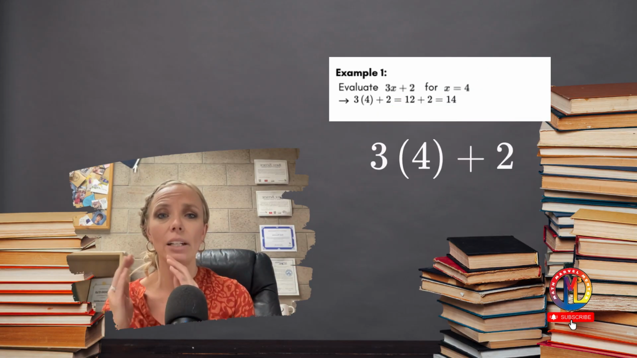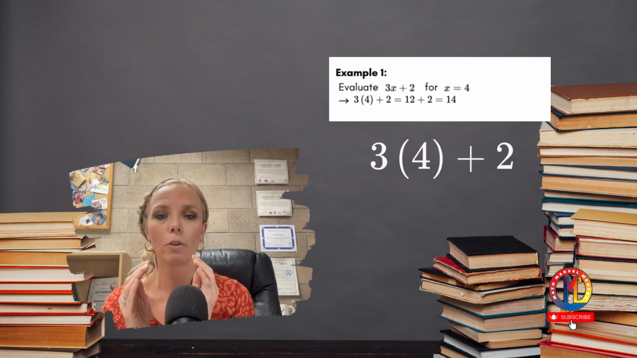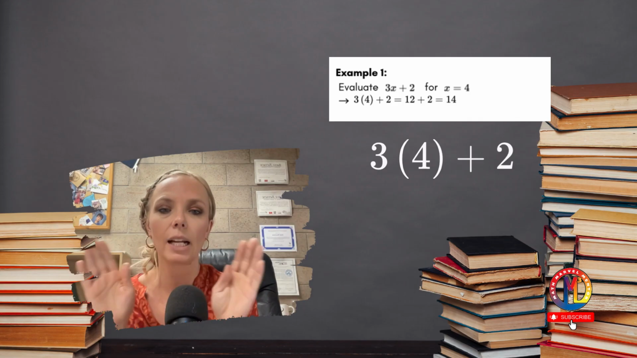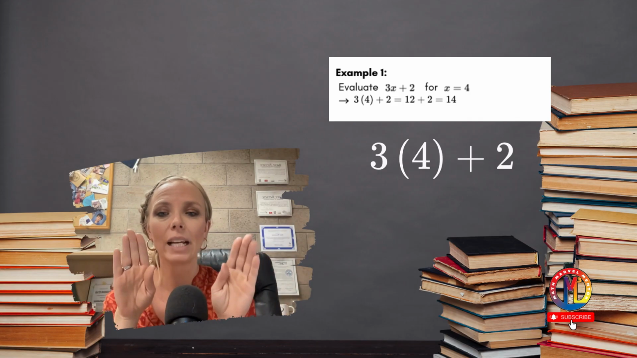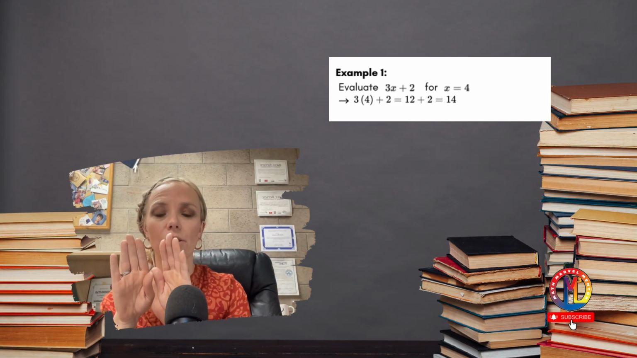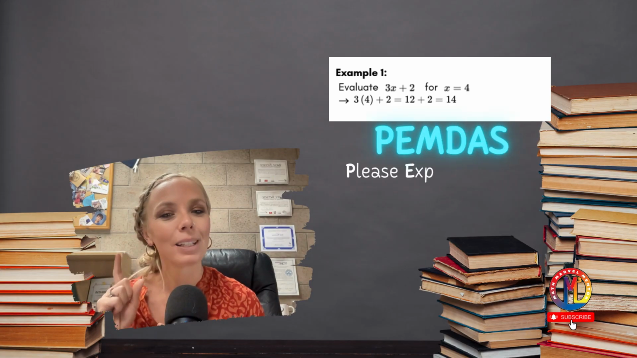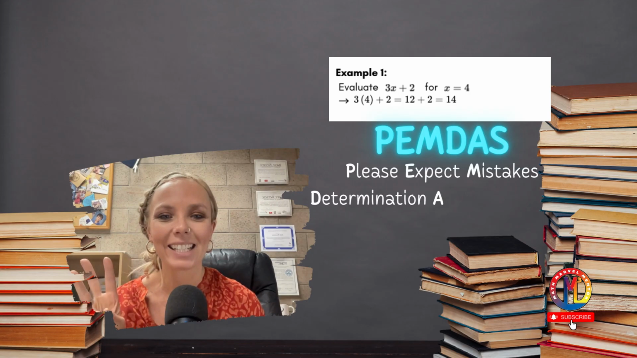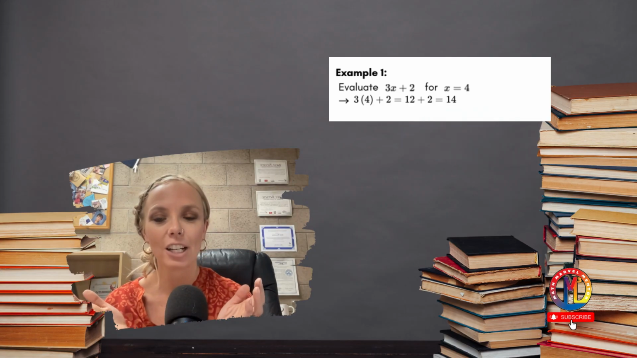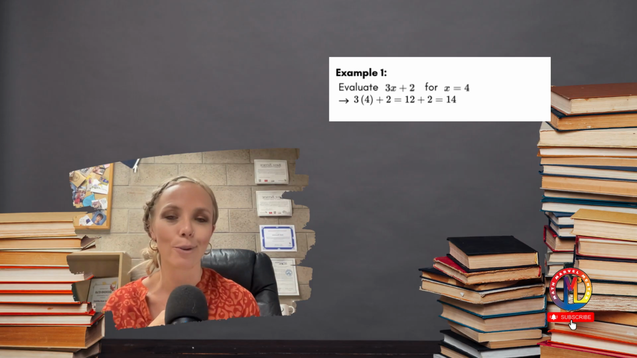So instead of writing 3x, we replace the x with 4, and we have 3 times 4. Remember, when there's a number and a variable right next to each other, we don't see the operation sign, but it means to multiply. So 3x means 3 times x, and then x is 4. So 3 times 4 plus 2. And then we follow our order of operations, and we start with multiplication. 3 times 4 is 12, and then we add 2. 12 plus 2 gives us 14.